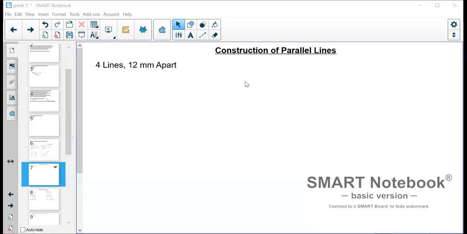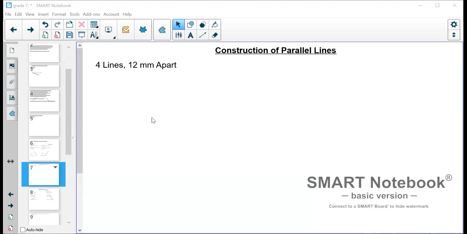All right. Good day, students. Today we will look at construction of parallel lines. Previously, we looked at how to divide straight lines into several equal parts, as well as into a given ratio. All right. So we move on from that, and we look at construction of parallel lines.